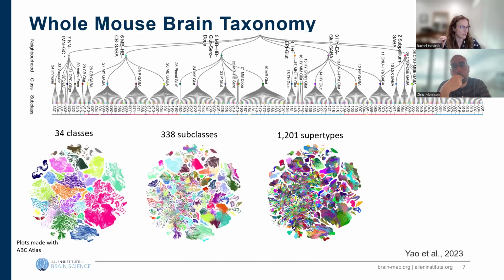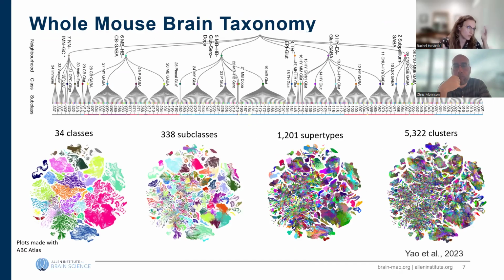And here's what that looks like. So here are UMAP plots, which are displaying the different levels of the taxonomy. Again, in the atlas, we start with 34 classes. Then we have 338 subclasses, 1,201 supertypes, and then at the very bottom, 5,000 different clusters. You can view all these different levels of the taxonomy and different subsections using the Allen Brain Cell Atlas, and I'll show you that in a little bit.